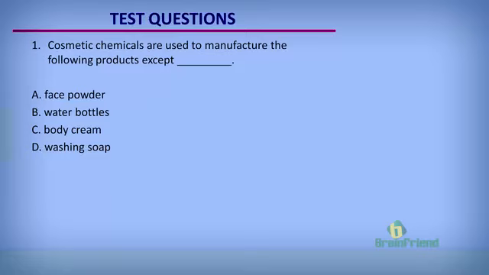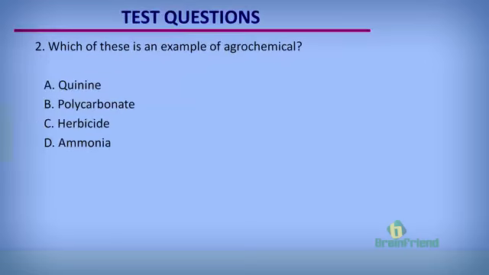1. Cosmetic chemicals are used to manufacture the following products except A. Face powder, B. Water bottle, C. Body cream, and D. Washing soap. The correct answer is option B. Water bottles. Cosmetic chemicals are used to manufacture face powder, body cream, and washing soap. It is not used to manufacture water bottles.